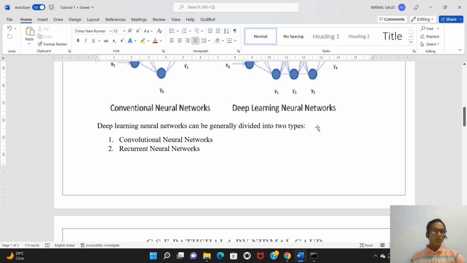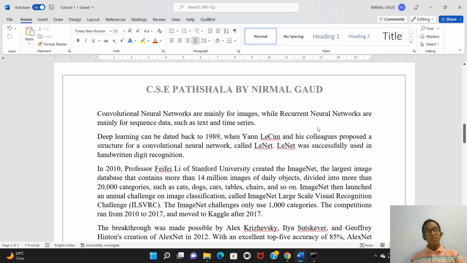Generally, deep learning neural networks are divided into two categories. These two categories are convolution neural networks and recurrent neural networks. So what are these? Convolution neural networks are mainly created for performing computation over images. And recurrent neural networks are mainly used for performing computations over sequence data, text, and time series.